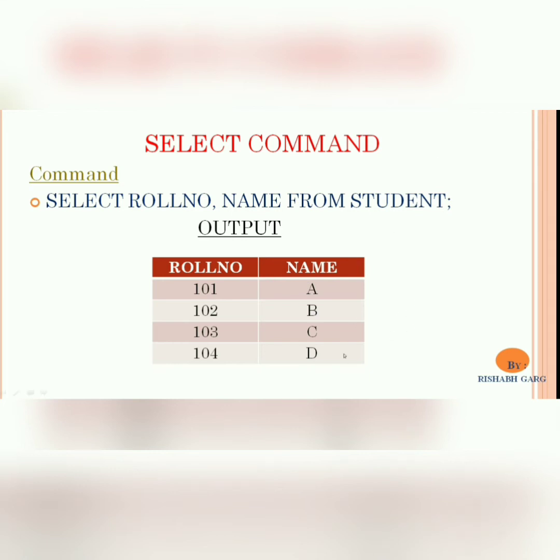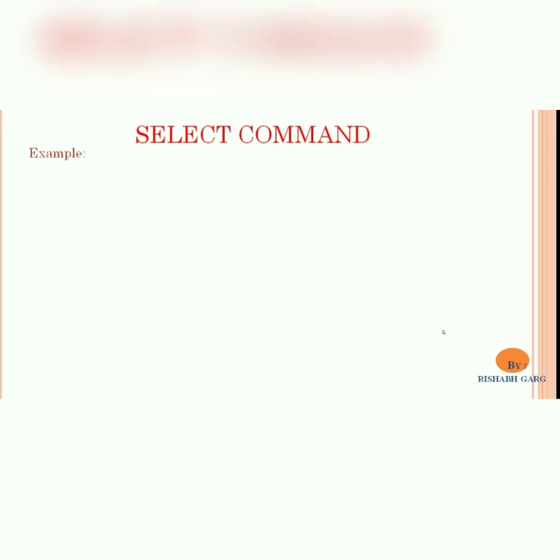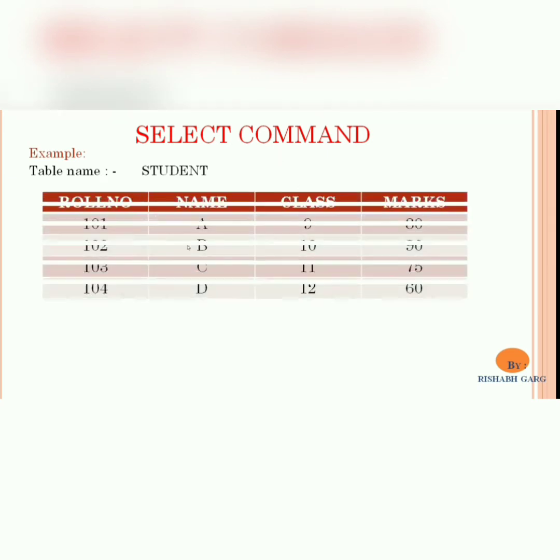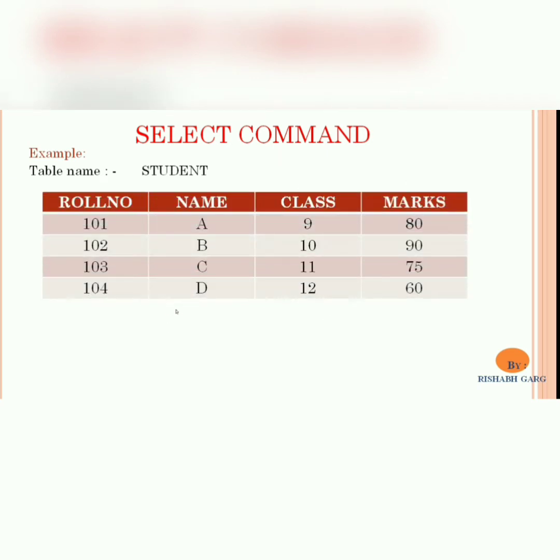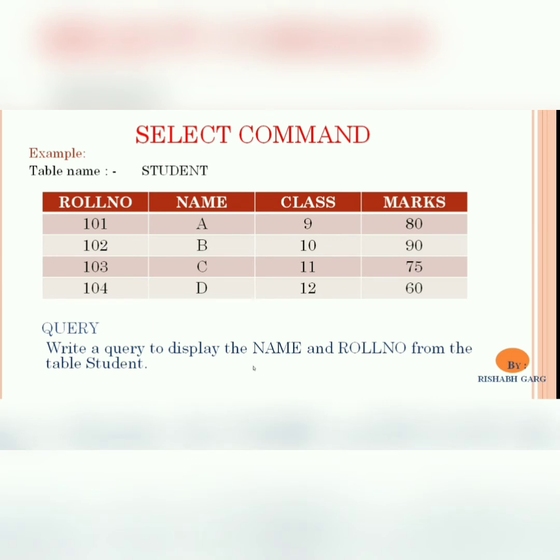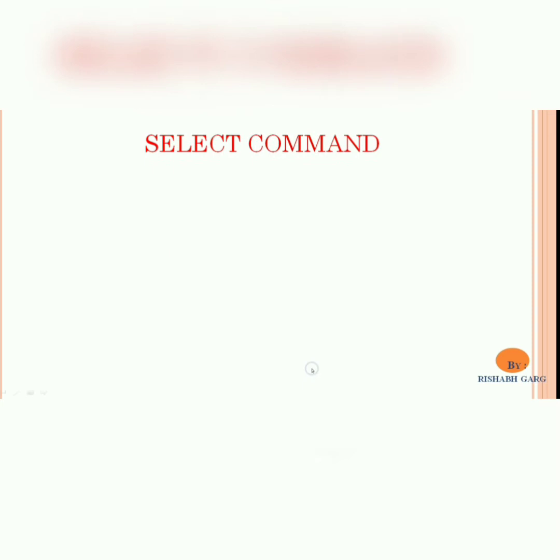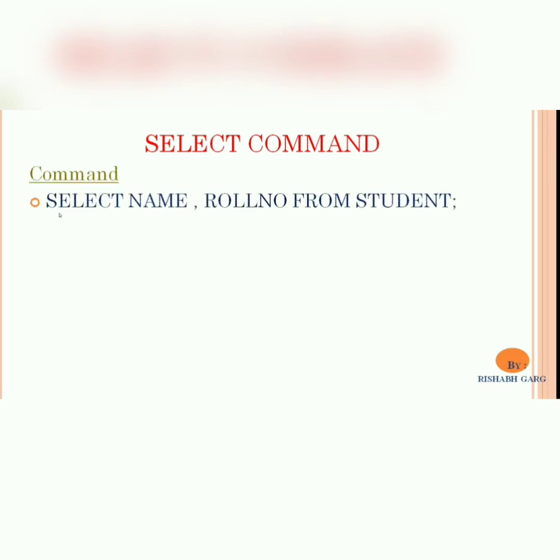Let's take one more example to make it more clear. Suppose we have a table student with 4 fields and 4 records, and we want to perform a query to display the name and roll number from the table student. So in this query, first we want to display the name field, and after that we want to display the roll number field. So let's see the command which we will execute for this query. First we will write the select command. After that we will write the field names which we want to display.